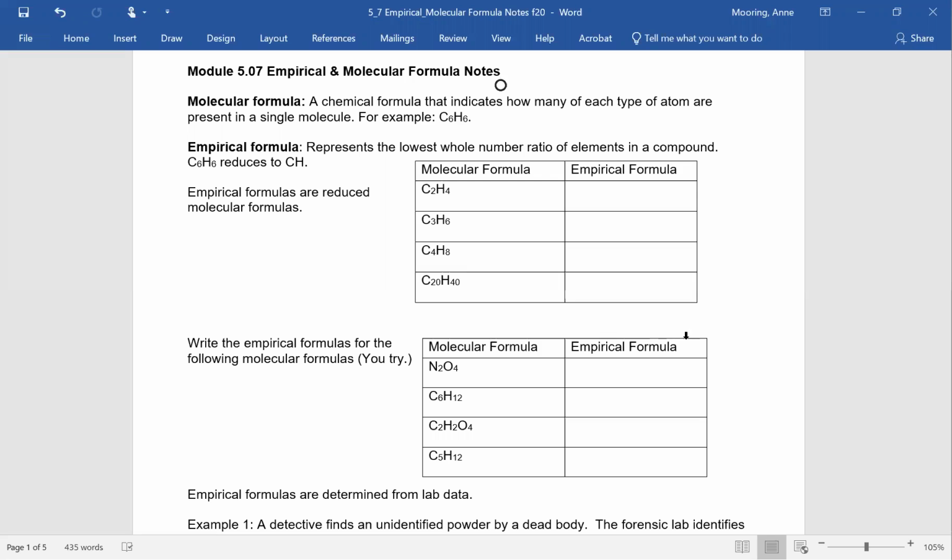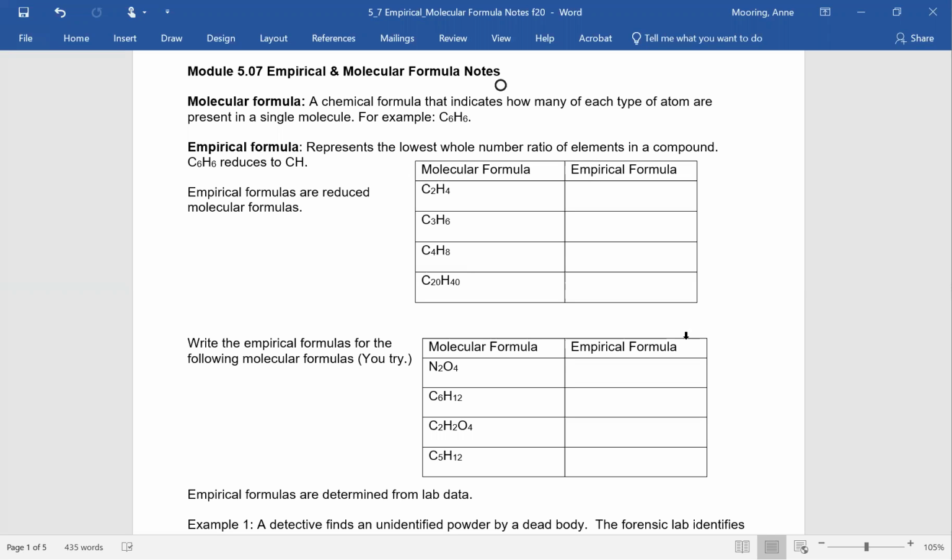A molecular formula indicates how many of each type of atom are present in a single molecule. For example, C6H6 has 6 carbon atoms and 6 hydrogen atoms. Empirical formulas represent the lowest whole number ratio of elements in a compound. C6H6 reduces to CH. So let's take a look at some examples here.